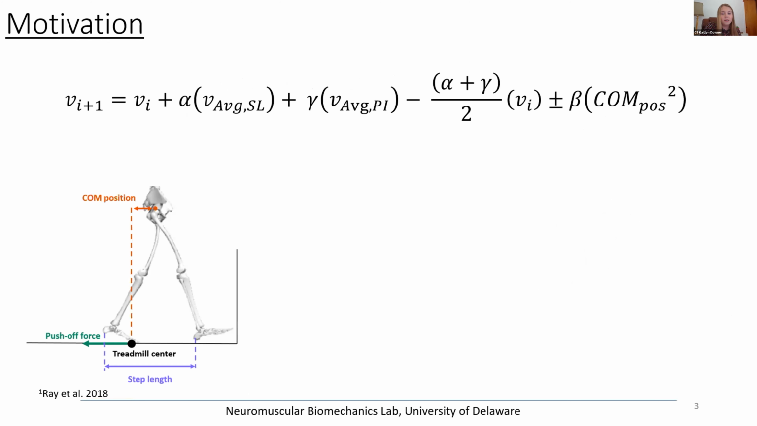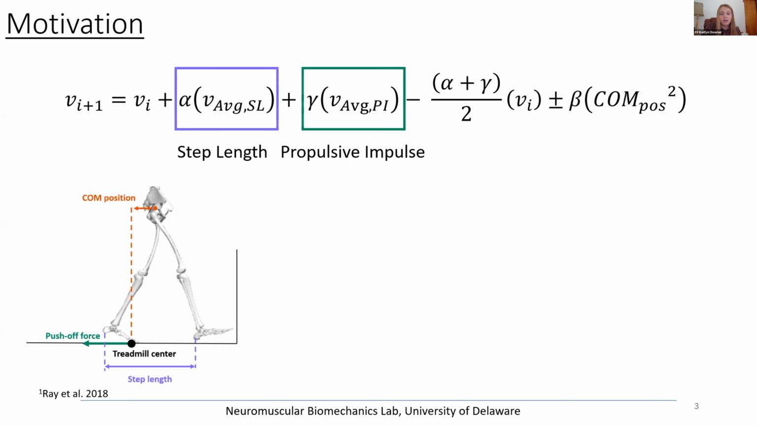Our lab developed a novel adaptive treadmill that adjusts belt speed based on real-time changes in user bilateral step length, bilateral propulsive impulse, and center of mass position relative to the treadmill center. Each of these terms is weighted, and the coefficients alpha, gamma, and beta dictate the importance of step length, propulsive impulse, and center of mass position, respectively, on determining the overall belt speed.